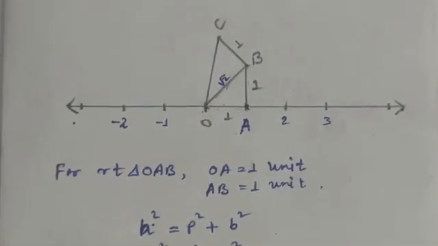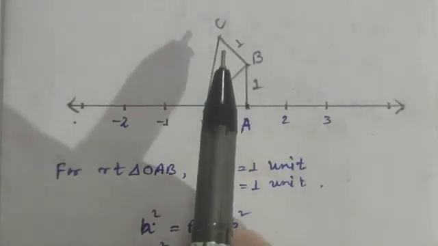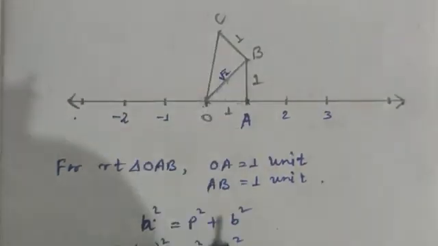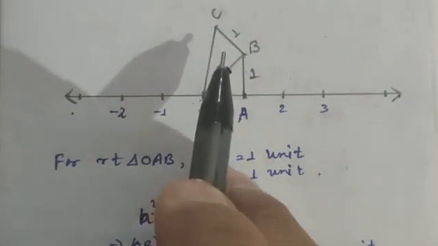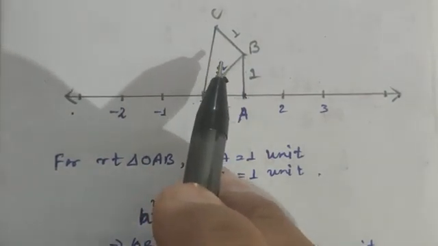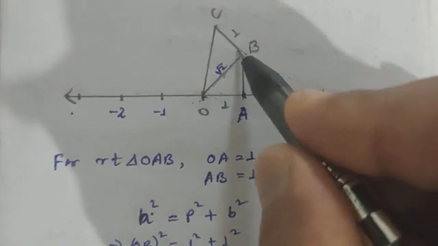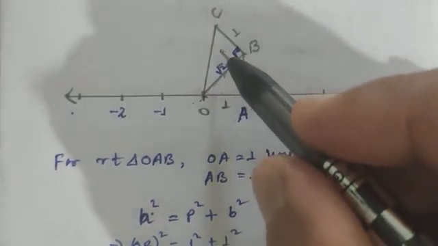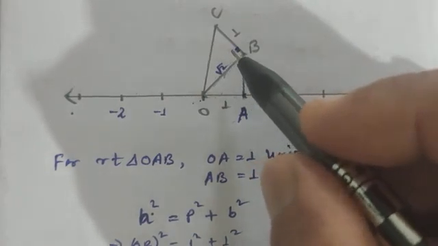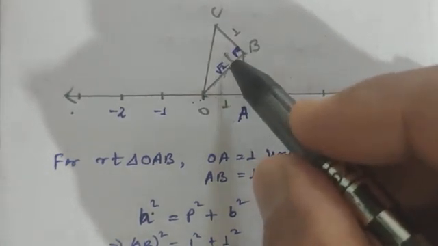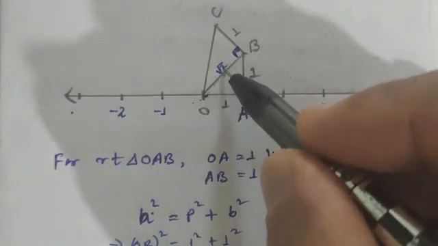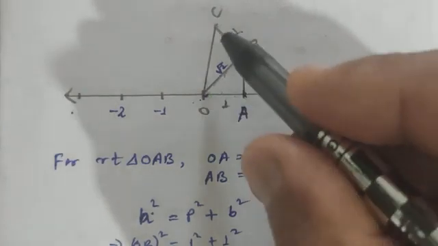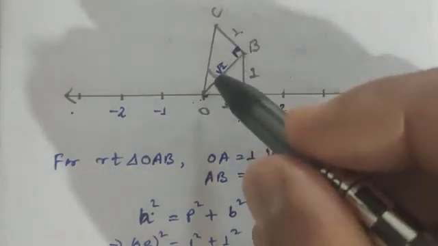Is that okay? Now, one more triangle we have, that is OBC. Let us take this triangle. What kind of triangle is this? As we have here a perpendicular, that means 90 degrees. Yes, it is also a right angle triangle. So, in this right angle triangle, we have the base root over 2 and the perpendicular 1. Then what will be the length of this hypotenuse? Let us try to find out.